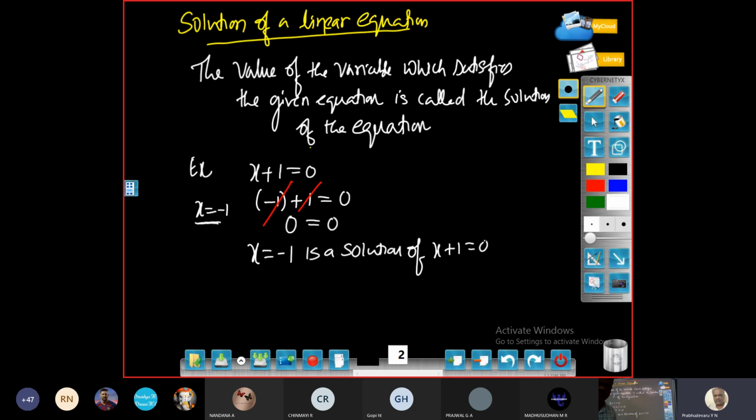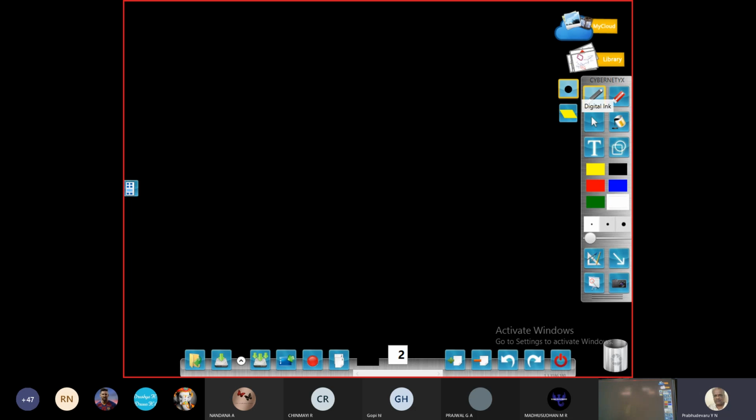So any linear equation in one variable will have only one solution. No other value will make this equation 0, isn't it? Can you find any other value which makes this equation 0? No, sir. So now let us see about equations in two variables. I take one example: X plus y is equal to 25. This is an equation in two variables.